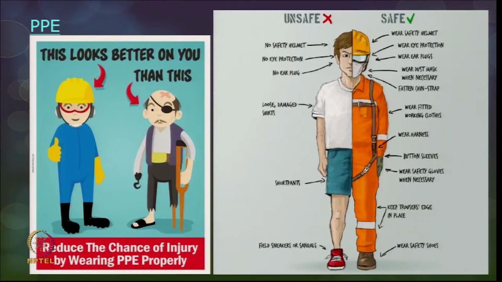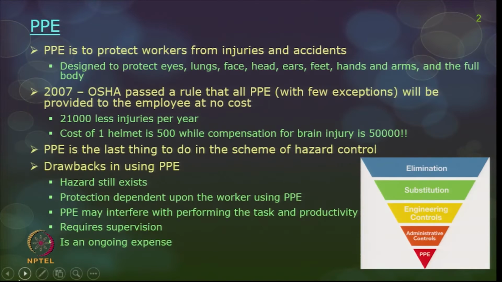These are some cartoon pictures which will tell you the usage or the purpose of PPE. So, what is PPE? PPE is to protect workers from injuries and accidents, and it is designed to protect specific organs of a human being. It can be eyes, face, head, ears, legs, hands or arms, or the full body.